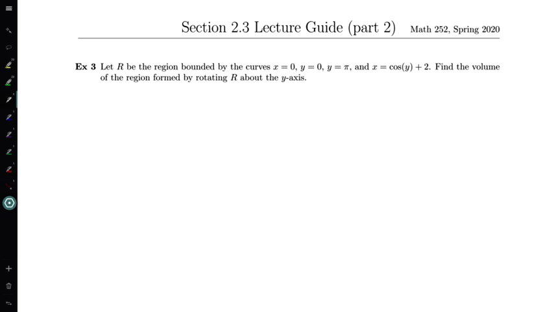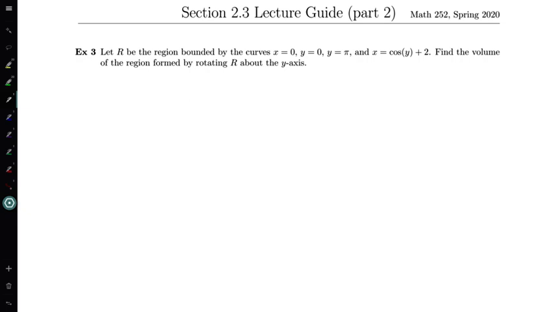All right, in the last video for this section, we're going to do one more example where we are deciding between using the washer and the shell method. So this time we're going to let R be the region bounded by the curves x equals 0, y equals 0, y equals pi, and x equals cosine of y plus 2. We want to find the volume of the region formed by rotating R about the y-axis. Now, we haven't seen this region before, so we'd better spend a little bit of time setting it up.